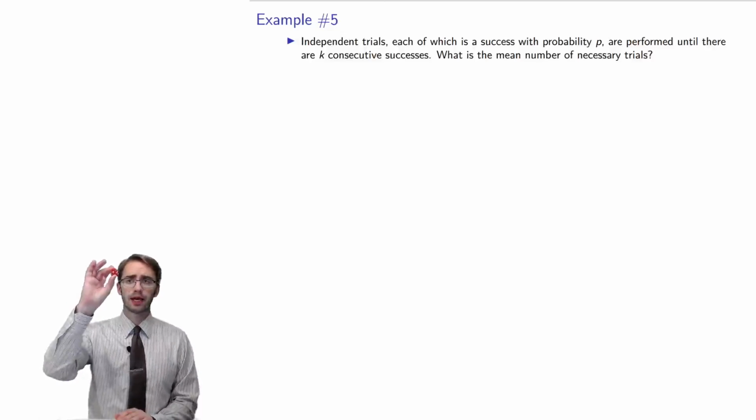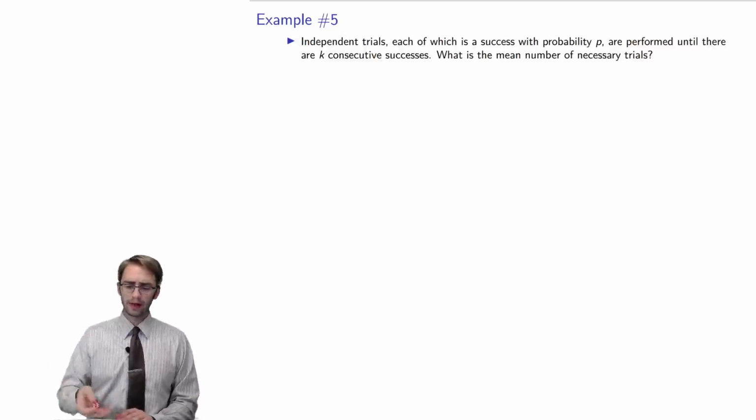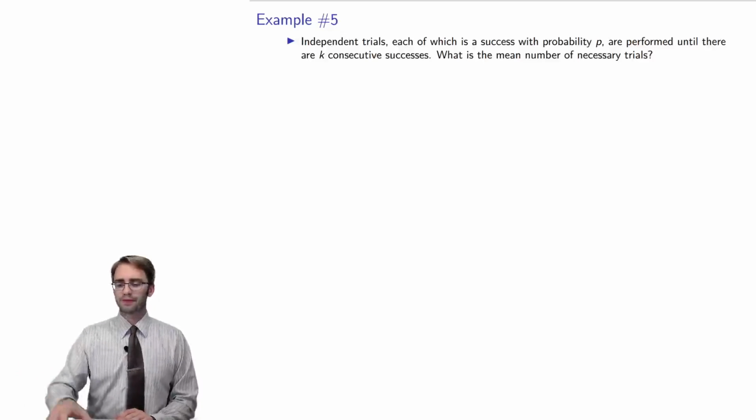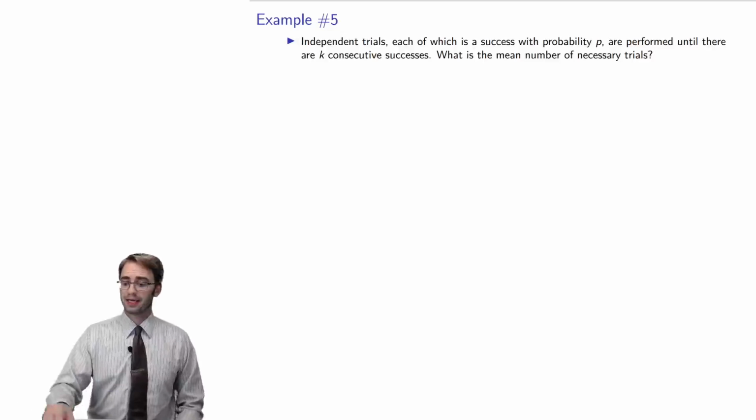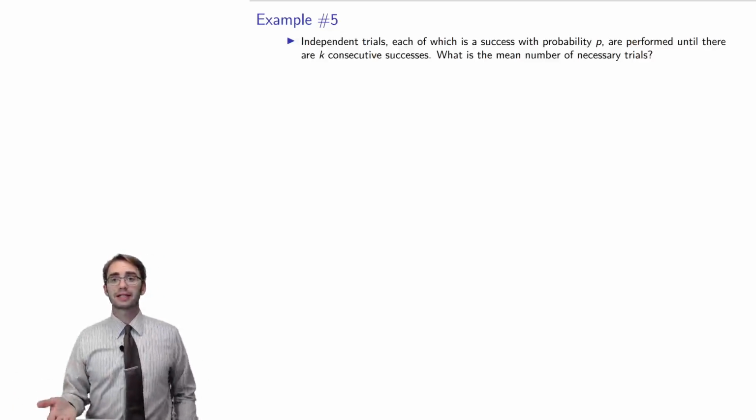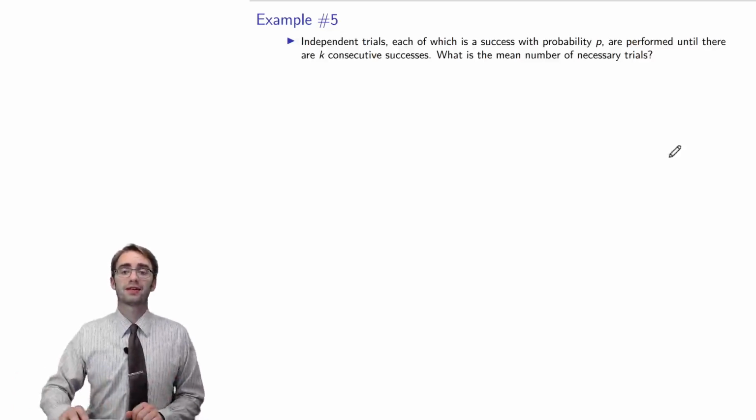Let's say I have one die here, and I'm going to roll it, and I tell you I'm going to sit here and keep rolling this die until I roll the number 6 4 times in a row. I'm going to sit here all day until that happens. And this question is asking, what is the mean number of necessary trials, the mean number of rolls I need to make on average for that to happen?